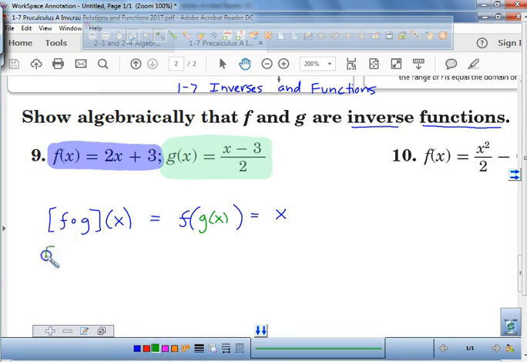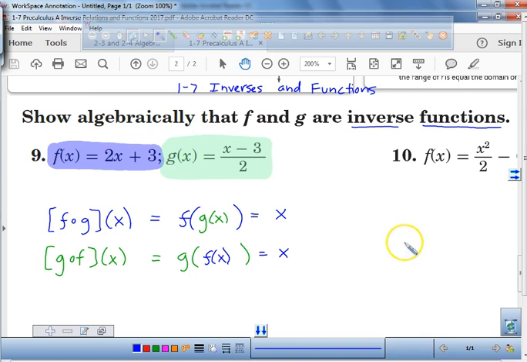Also, if you did the reverse, if you did g of f of x, which is taking f of x and plugging it into g of x, if that also just becomes the value of x, that also lets you know that they are inverse functions.